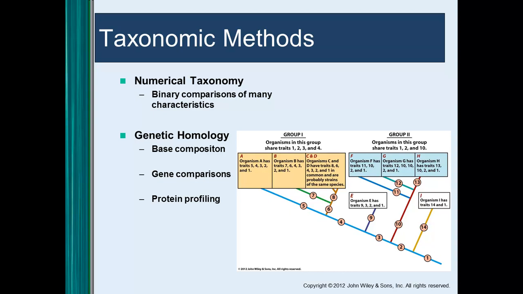Although the idea of numerical taxonomy was developed before computers were available, computers now allow us to compare large numbers of organisms quite rapidly and according to many different characteristics.